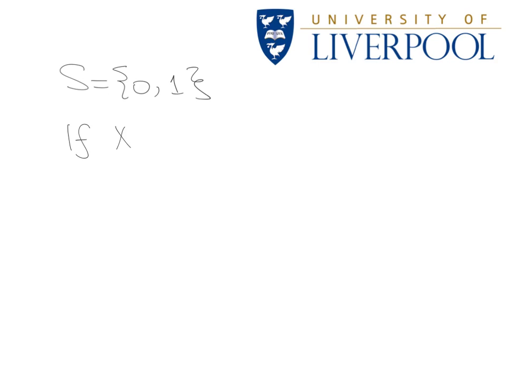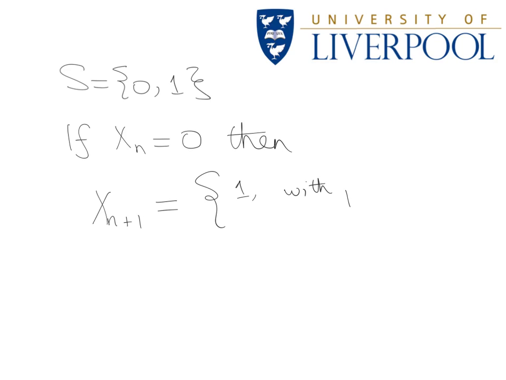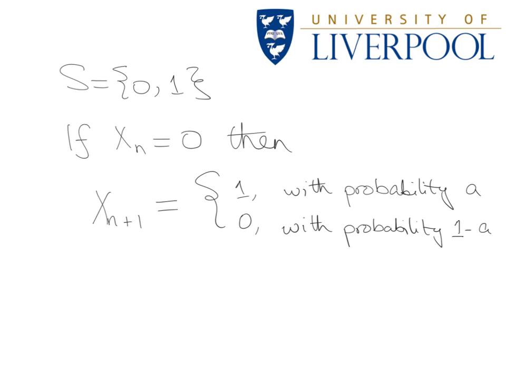If X_n equals 0, then X_{n+1} equals 1 with probability A, and 0 with probability 1 minus A, independently of the previous moves.